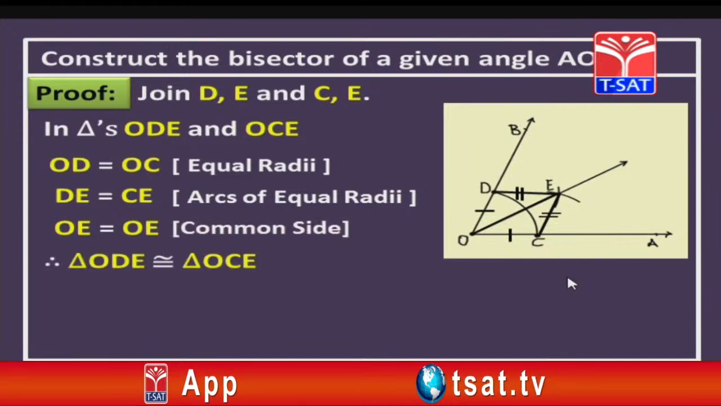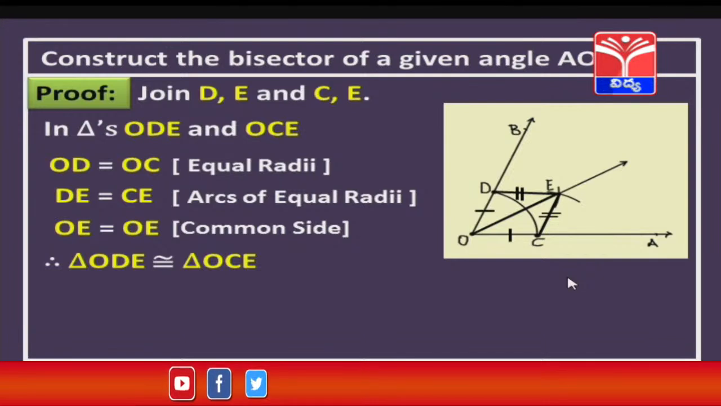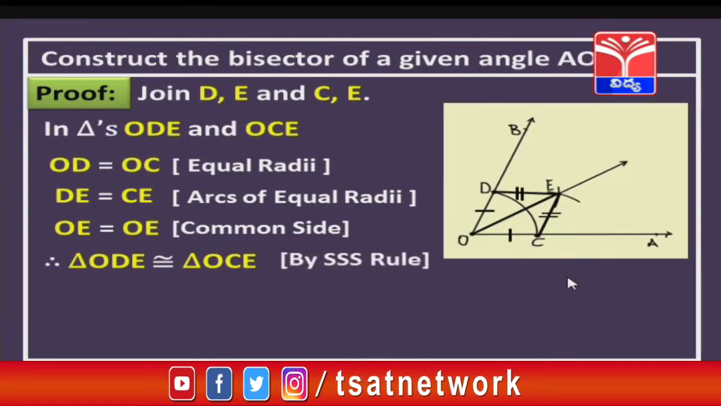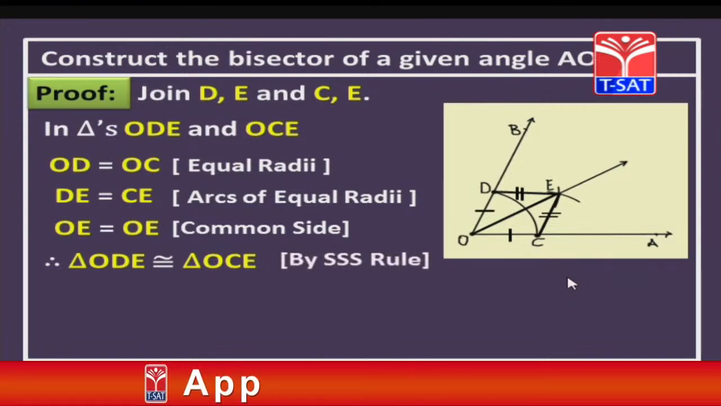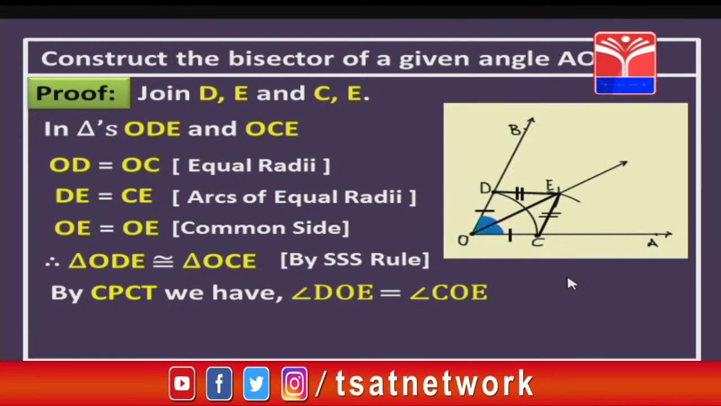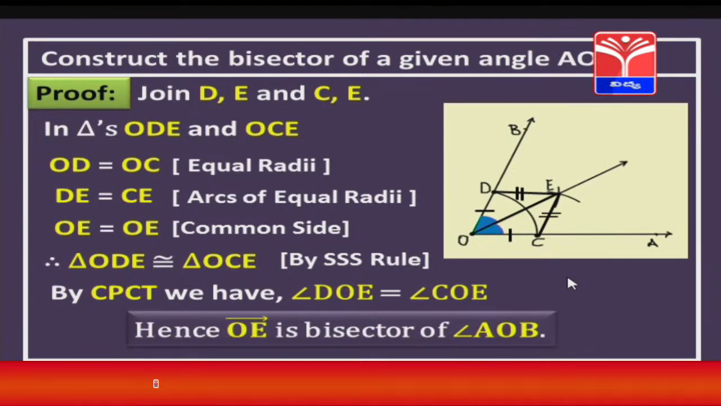Now, I can write these two triangles, that is ODE and OCE, are congruent to each other. Why? Because three sides of one triangle are respectively equal to three sides of another triangle. So, therefore, by SSS congruency rule, I can say both the triangles are congruent. So, by CPCT, I can have angle DOE and angle COE both equal. That means, OE becomes now the bisector of angle AOB, because this OE is dividing angle AOB into two equal parts. I hope you understood the justification also, children.